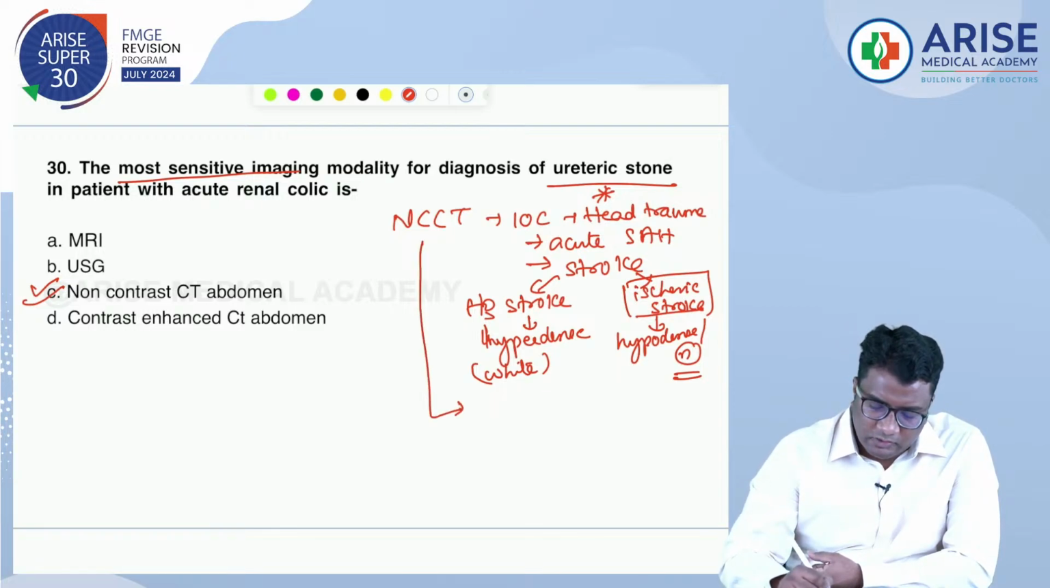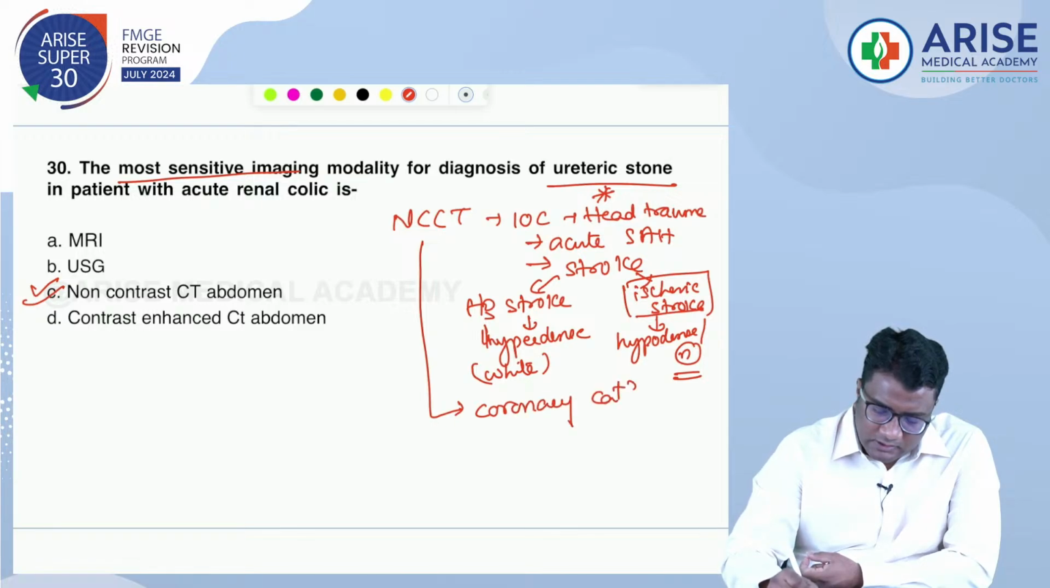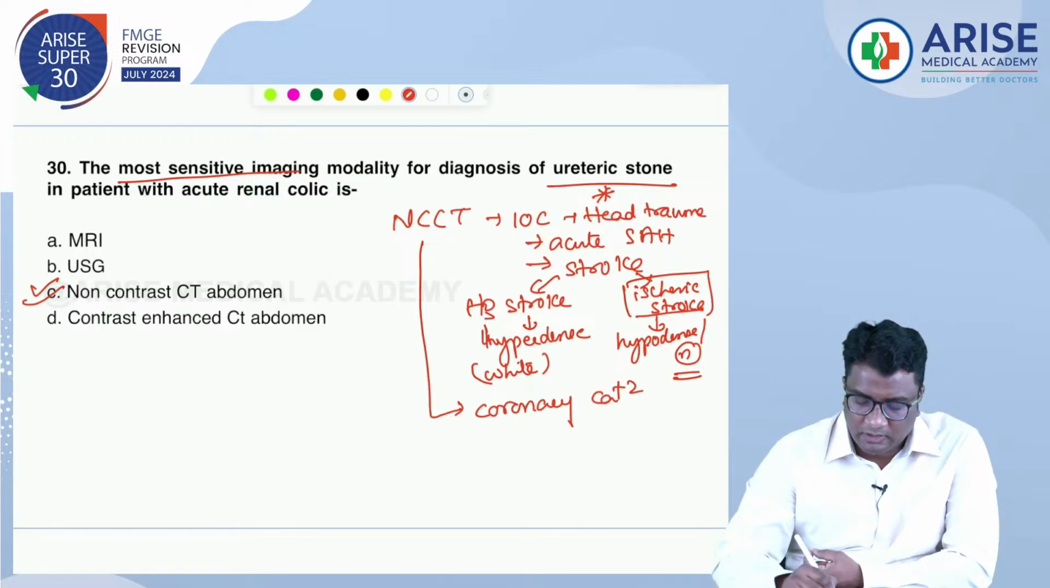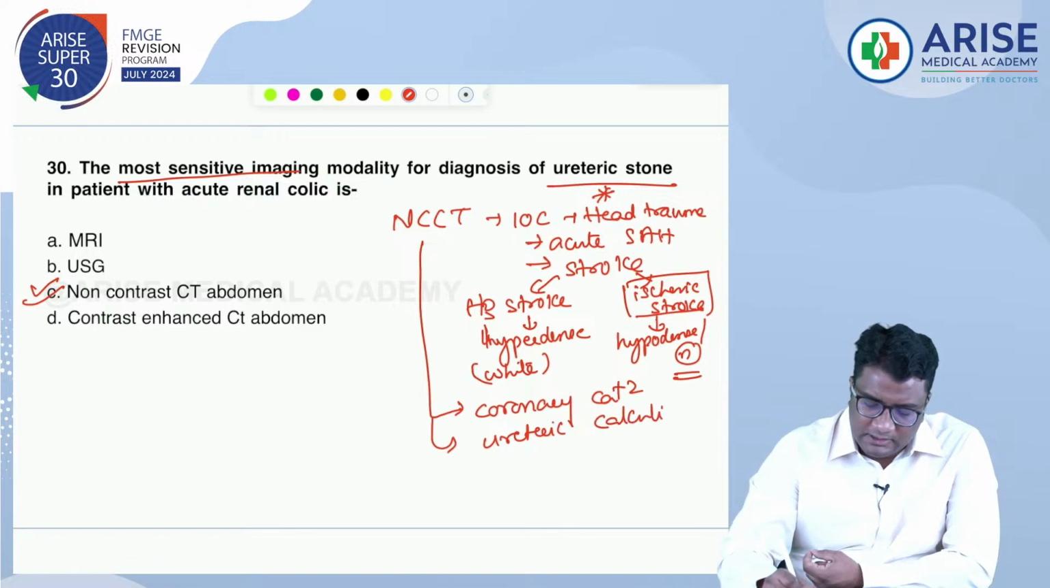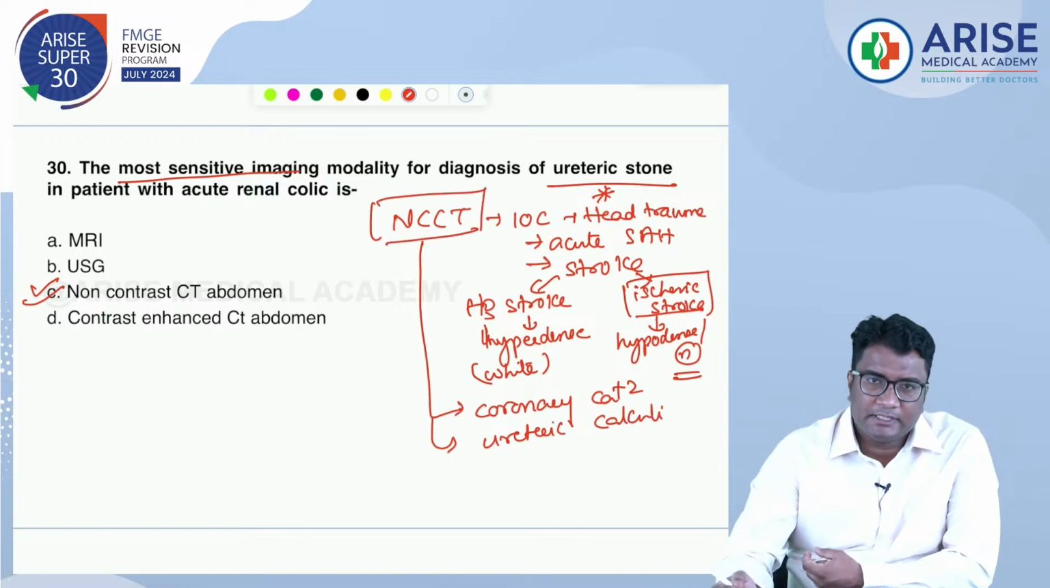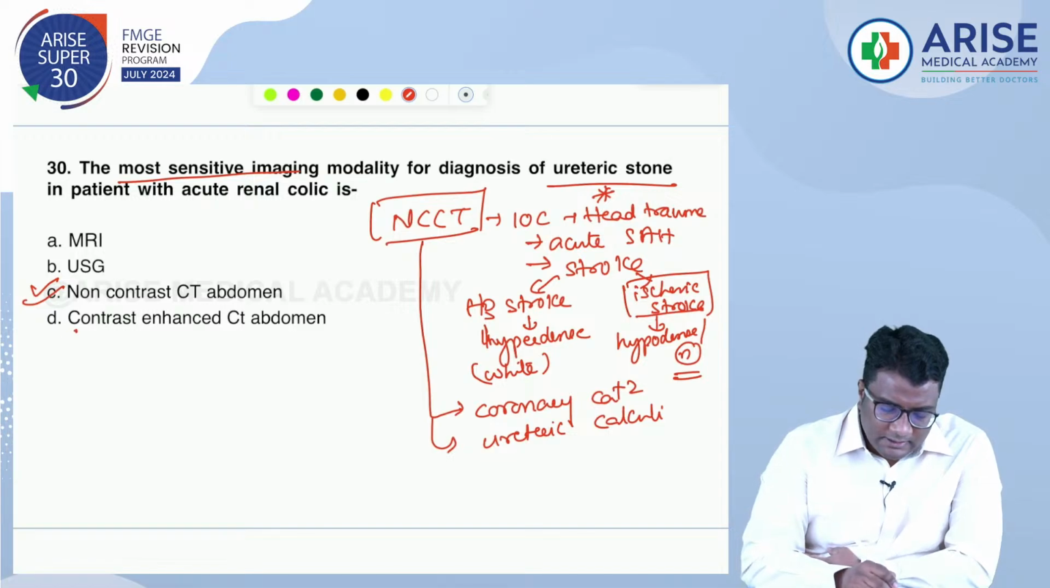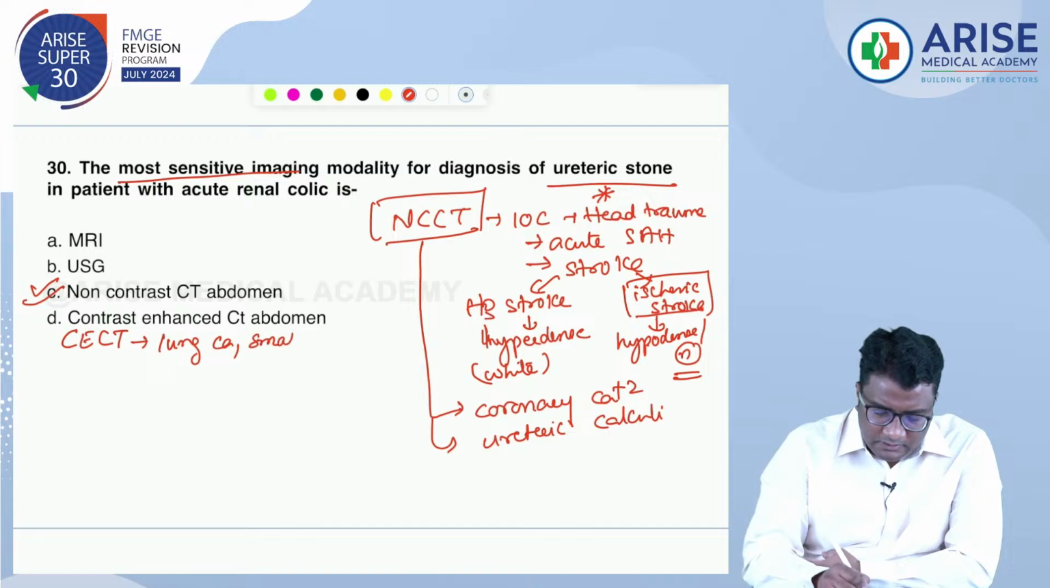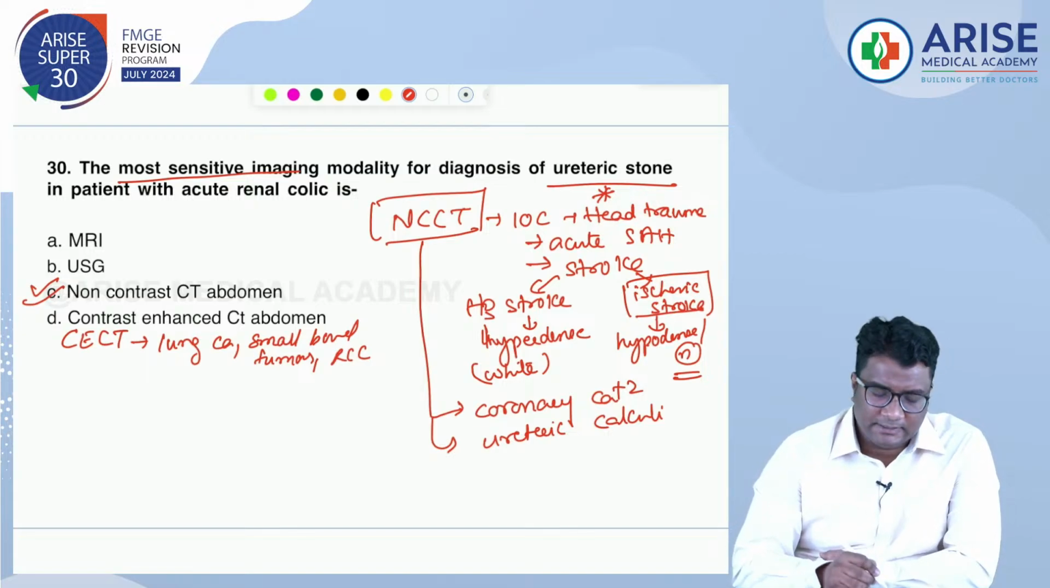Non-contrast CT is also useful in coronary calcifications, the Agatston scoring that you do for coronary calcification, and also for ureteric calculi. So these are some important indications for non-contrast CT. Contrast enhanced CT scan should be used for lung cancers, small bowel tumors, for tumors, RCC, right? So you go for contrast enhanced CT scan.